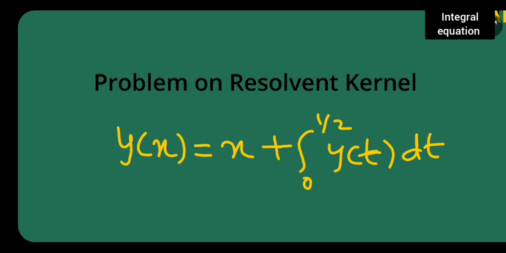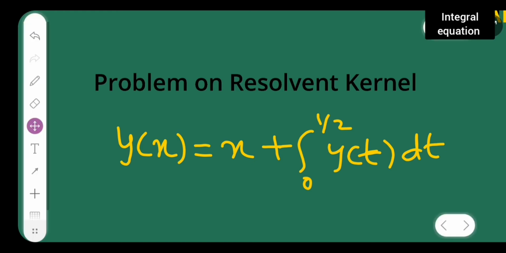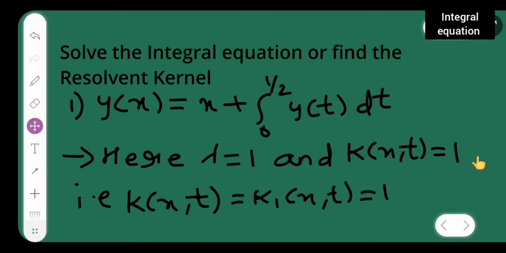So in today's lecture, I will be doing the problems on resolvent kernel. y(x) is equal to x plus integral from 0 to half y(t) dt. So here, let me start. Solve the integral equation or find the resolvent kernel. Now this is the Fredholm integral equation, right? Because for Fredholm, the limits are constant.